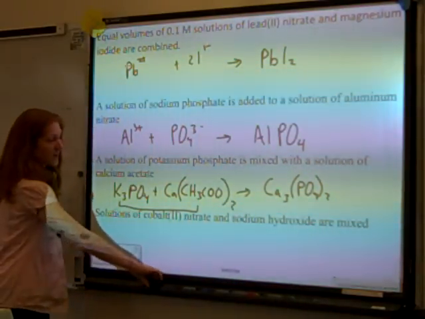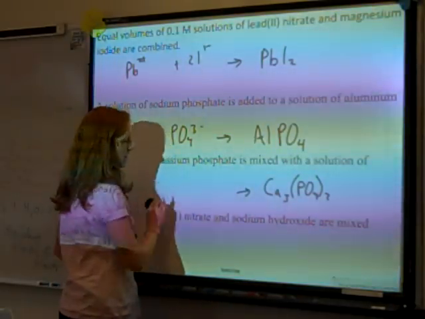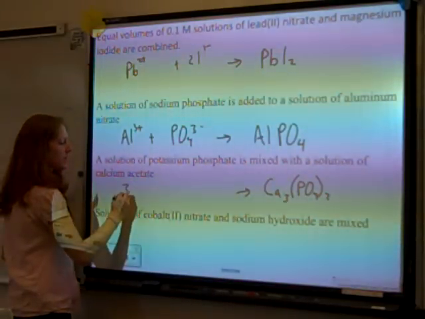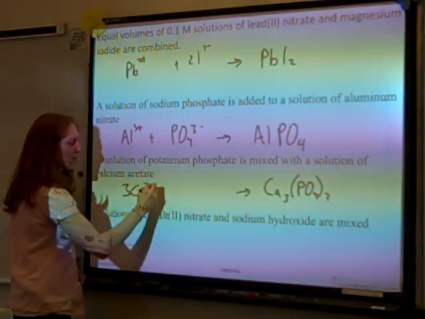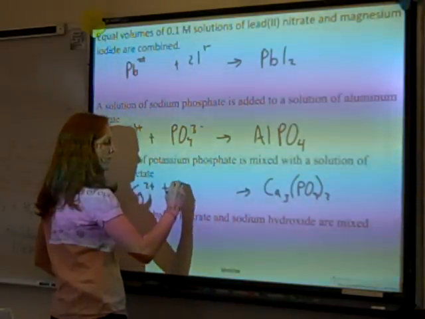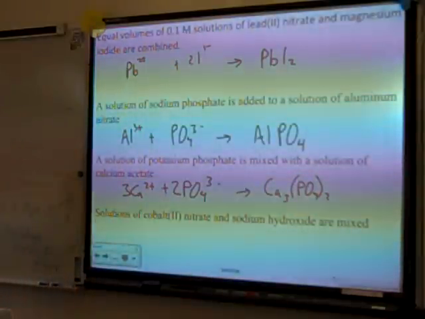So now I know what ions I need. And I can see that I'm going to need 3 calcium ions. So 3 of these Ca2+ ions. And I'm going to need 2 of these phosphates. So 2 PO4 3-. And that's that.